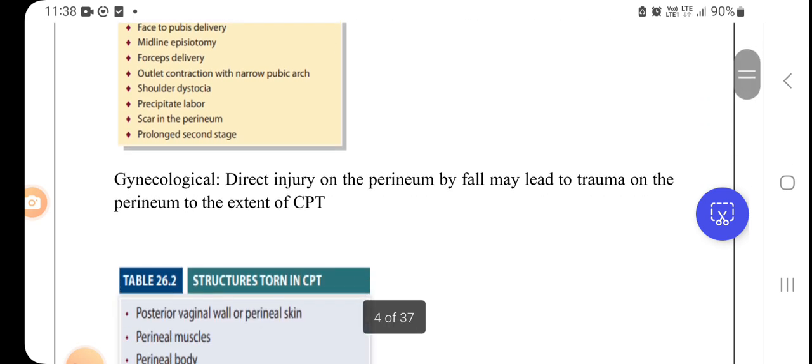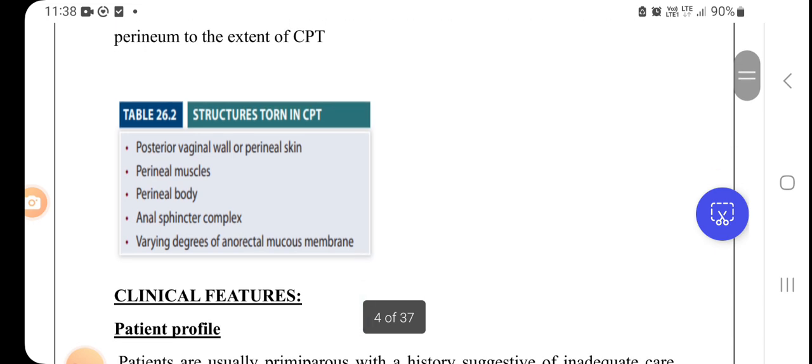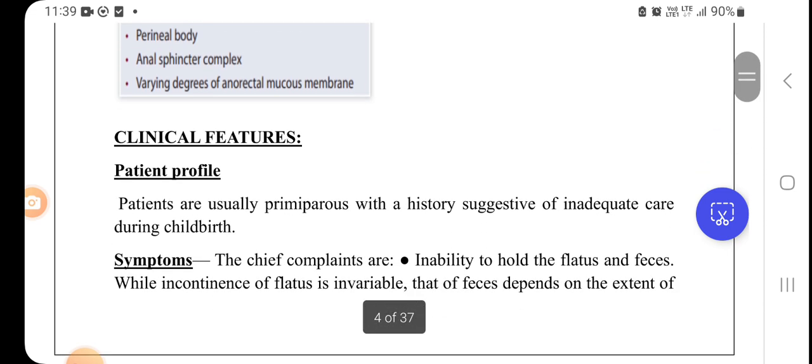Next we will see the gynecological factors, that is direct injury on the perineum by a fall may lead to trauma on the perineum to the extent of CPT. Maybe the woman is falling, a direct fall, and it may lead to trauma to the perineal area. What are the structures that get torn in CPT? That is the posterior vaginal wall or perineal skin, perineal muscles, perineal body, anal sphincter complex, and varying degrees of anorectal mucous membranes.